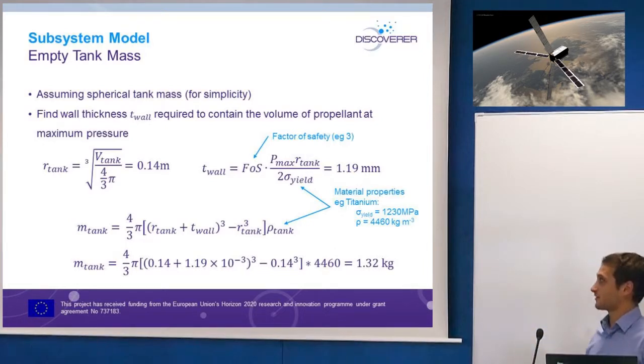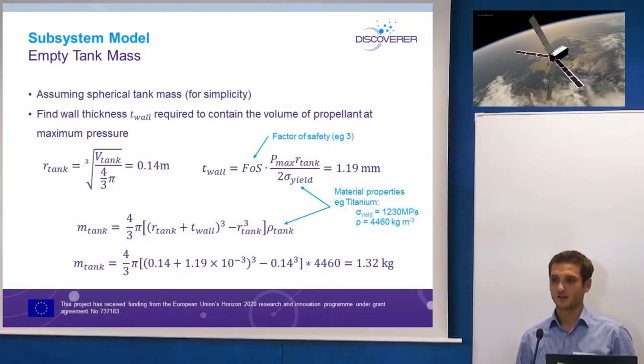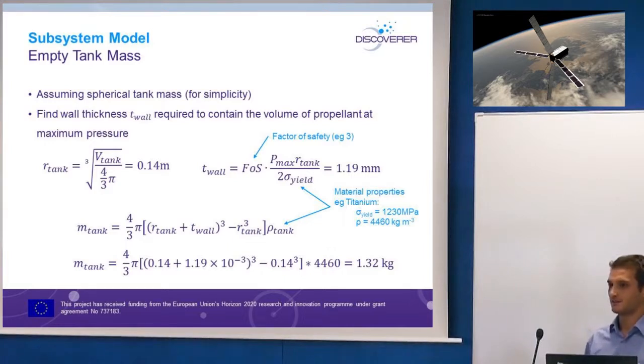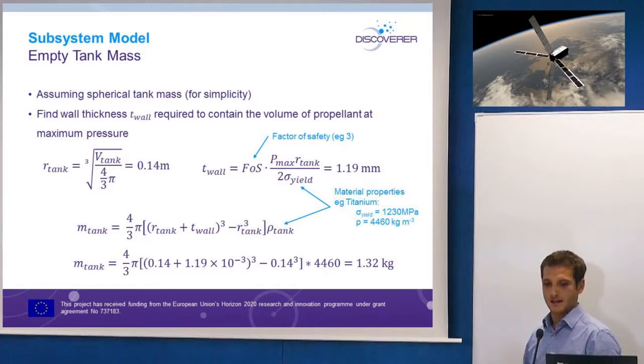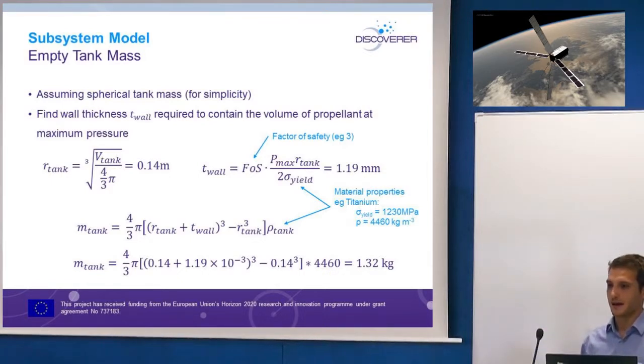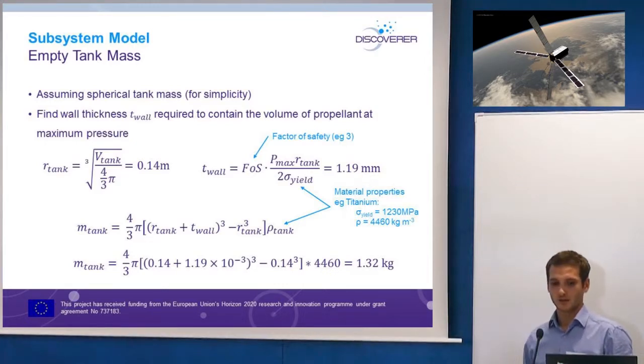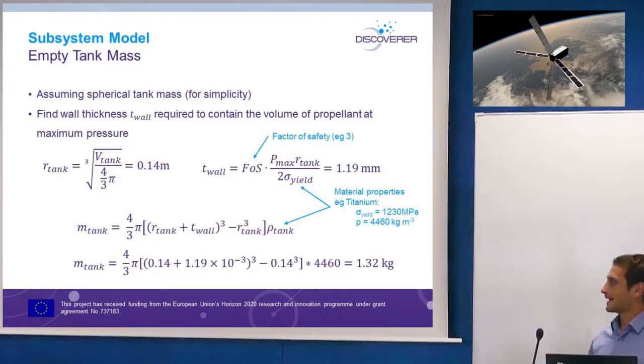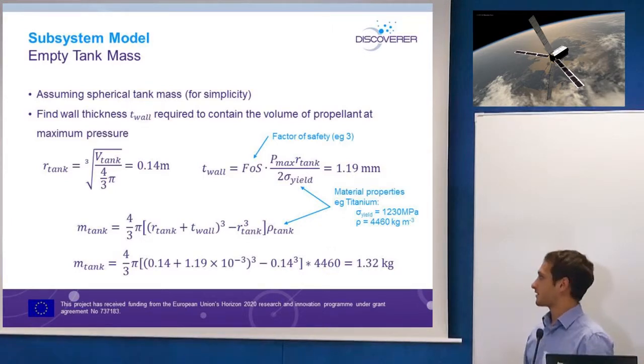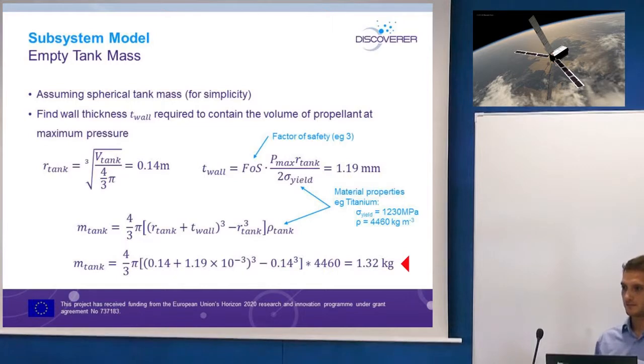We have a factor of safety that we need to include, otherwise we'll come out with a very, very small mass, which potentially wouldn't be able to store the propellant safely. And then we can put these down into a final relationship which gives us the mass of the tank, which also uses the density of the material that we require. And again, if we plug in the numbers for this, we can see that our tank is going to weigh approximately 1.32 kilograms.